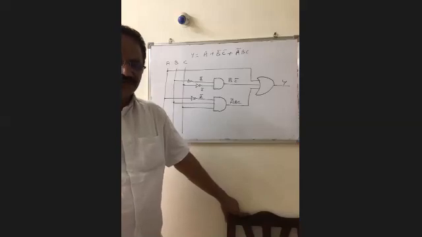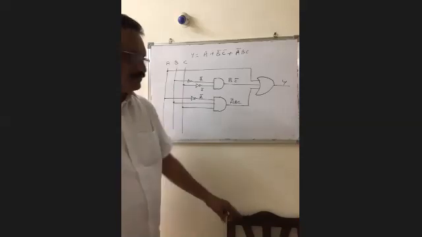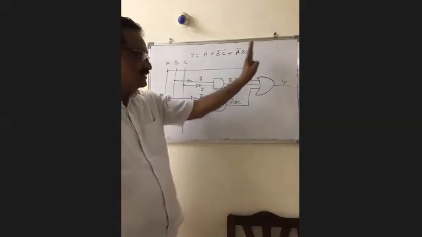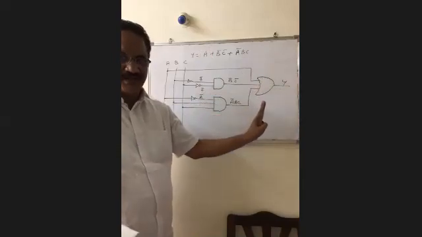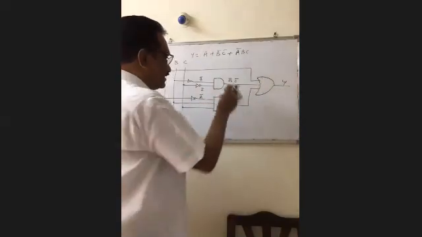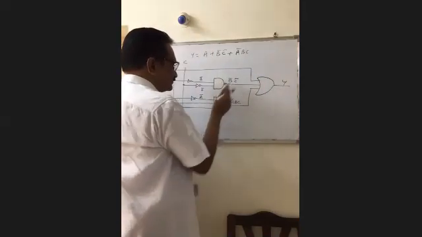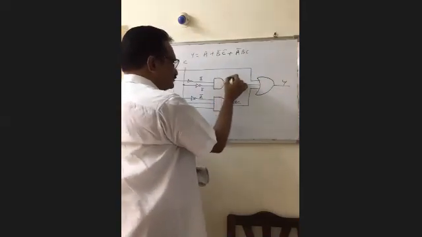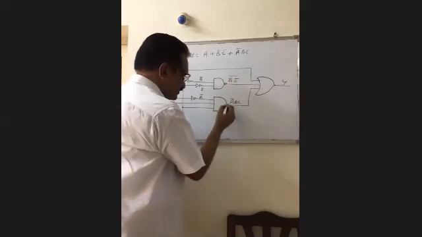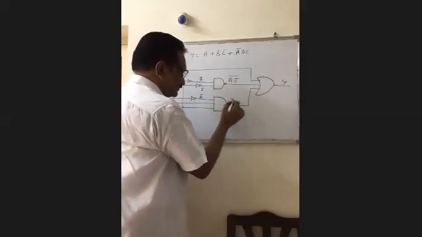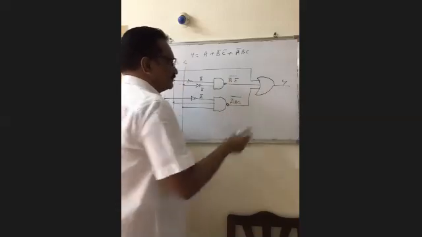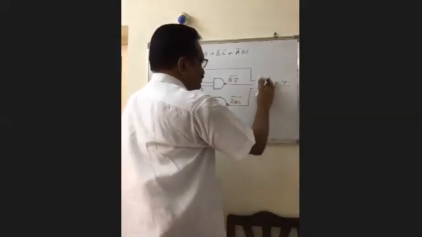What is the procedure to realize the given SOP expression by using only NAND gates? First level gates are NAND gates, and the second level gate is also a NAND gate. So simply replace this one with a NAND gate. This one also with a NAND gate. This one also with a NAND gate.